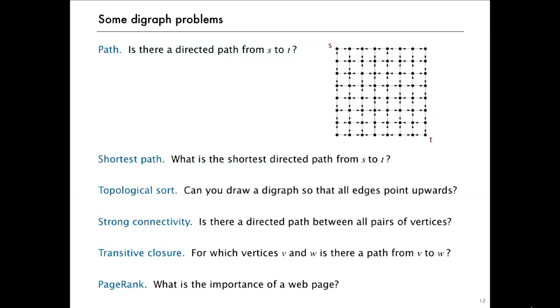Actually, you're familiar with the web as a gigantic directed graph. If there's a link from page A to page B, that's a directed edge. And digraph processing is used in the famous PageRank algorithm to determine the importance of a web page. Those are just a couple of examples of digraph processing problems that introduce the idea.